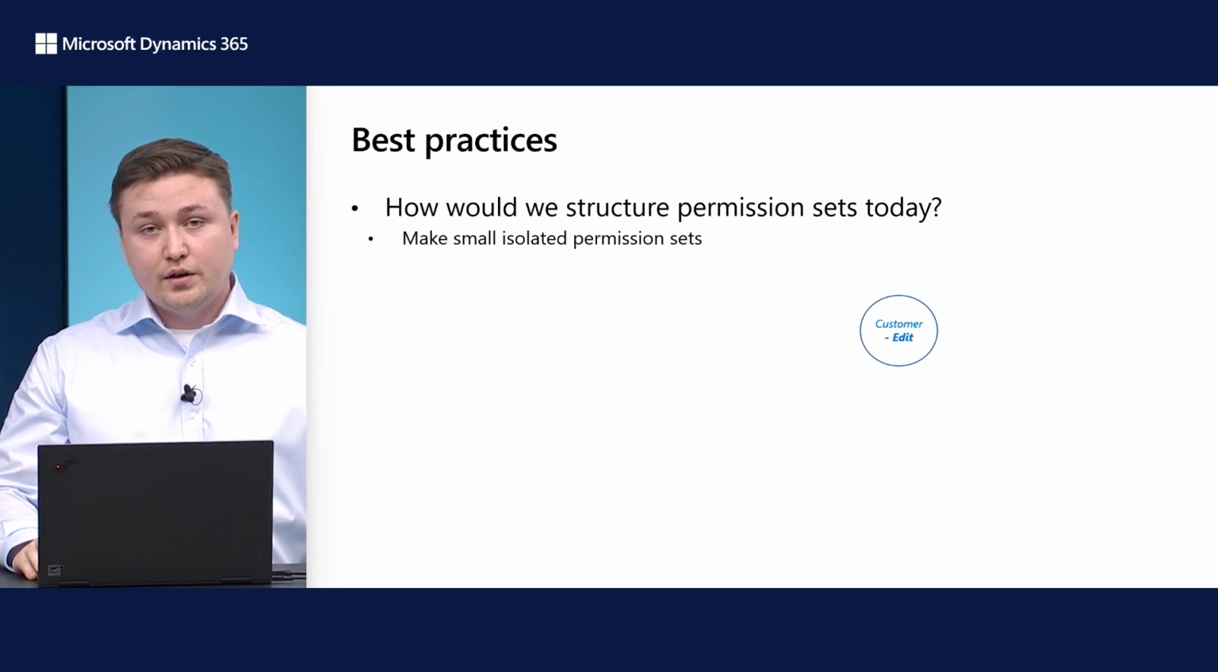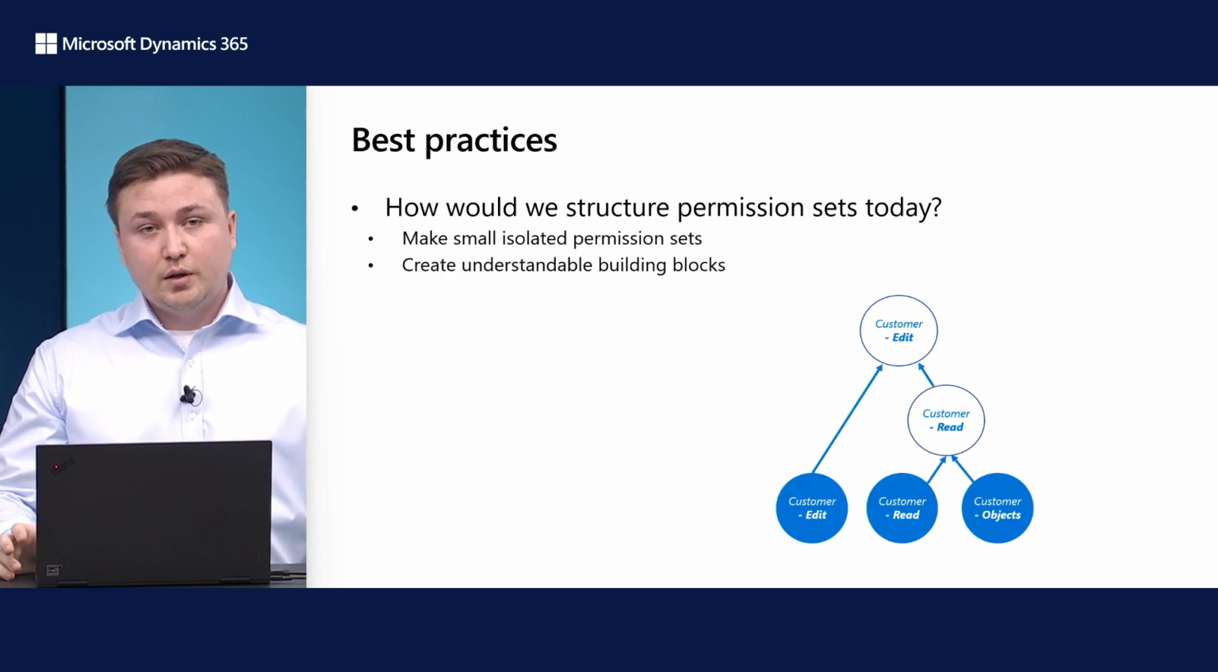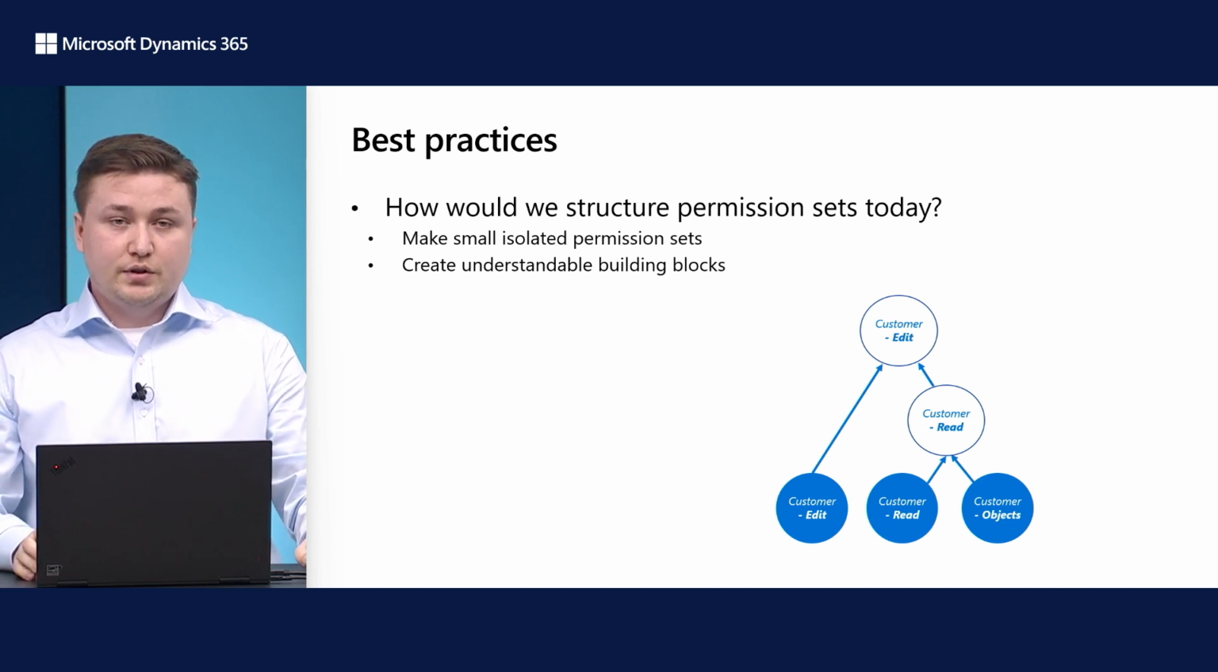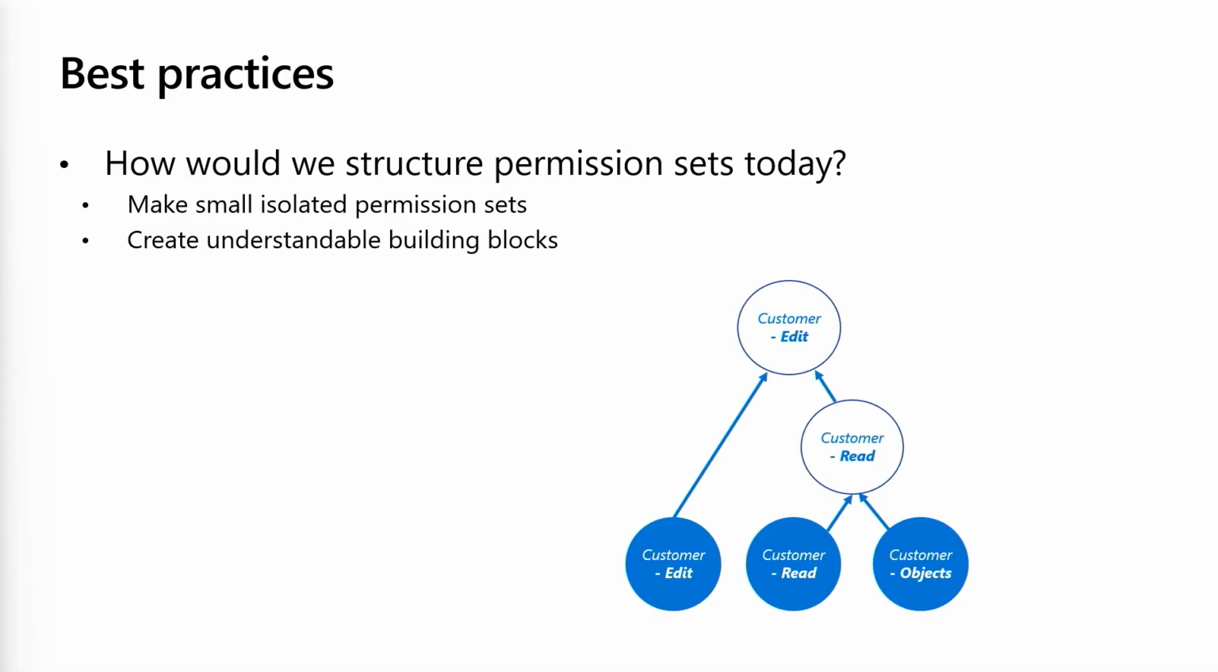Then from there, we would create understandable building blocks. So we would create a customer read and a customer edit permission set. Now these are the assignable permission sets. On the bottom, you see the unassignable permission sets. The unassignable permission sets are where we would define our permissions. And you also see that we define the customer objects, which means that we wouldn't define wildcard permissions. Instead, we would define all the permissions that are needed for this scenario.